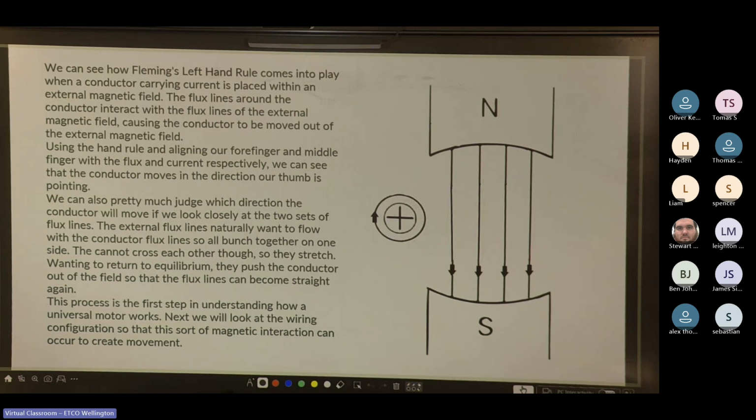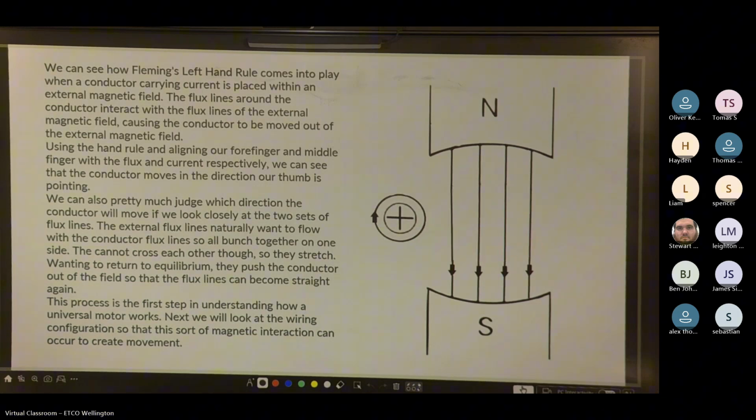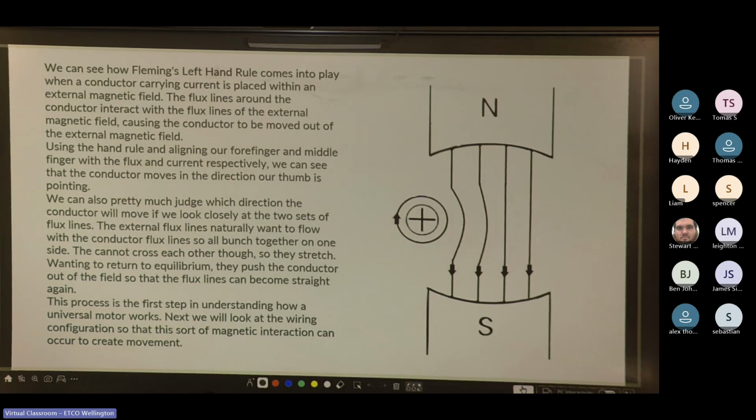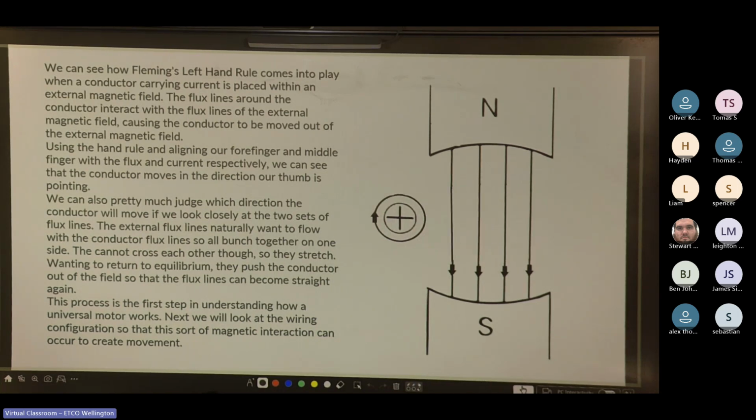So, yeah, the way we know the current is moving into the page is because it's an X. So if you think about an arrow, if you fire an arrow, you can see the feathers at the back and sometimes they make a cross section. Whereas if the arrow is flying towards you, you just see the pointy end. So if it's a dot, it's coming towards you. If it's a cross, it's going away from you.